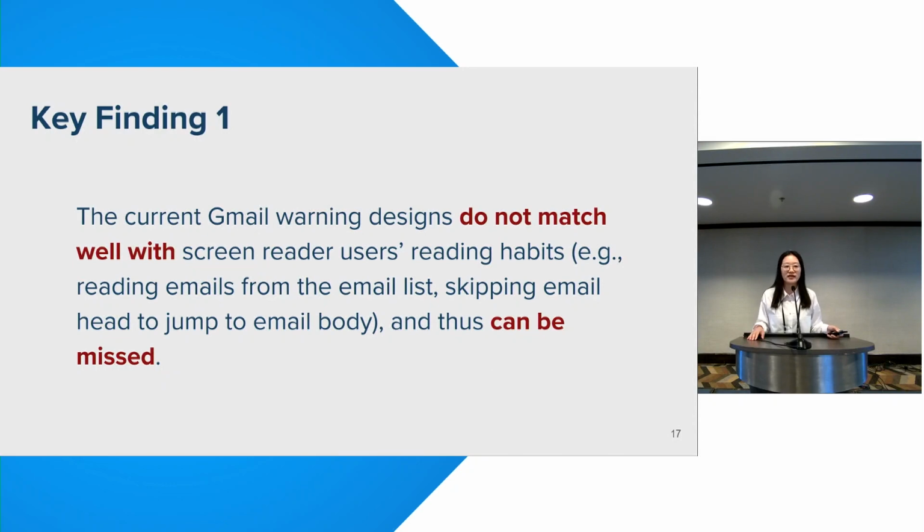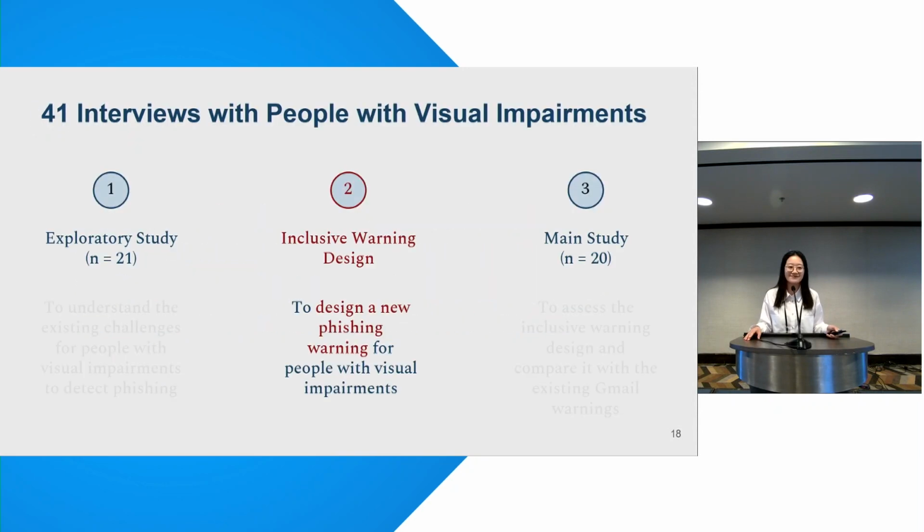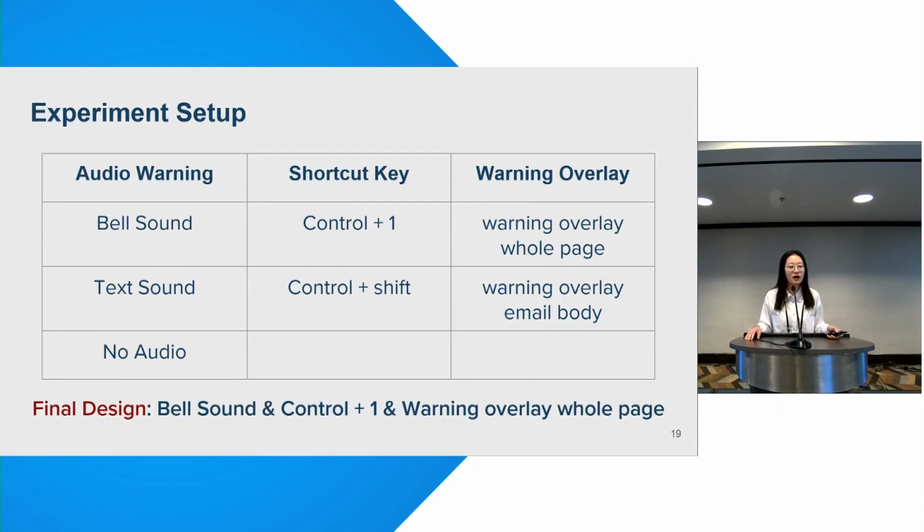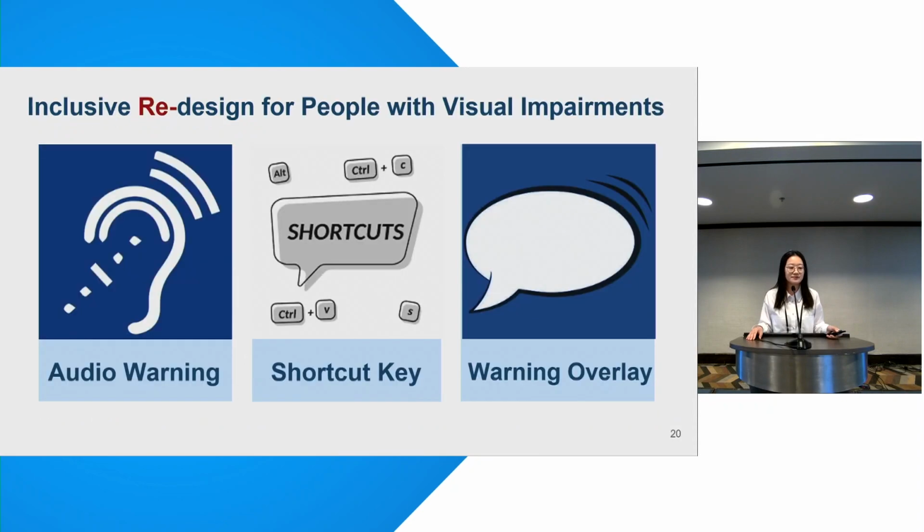That comes to our main finding of the exploratory study. The current Gmail warning design doesn't align with screen reader users' reading habits. As a result, individuals with varying impairments tend to overlook these warnings. So based on the finding, we explored the design space with 5 participants in the second fold of our study. Participants experienced different inclusive design options on 4 emails and provided us their preference. And we revised the email warning design based on participants' feedback.